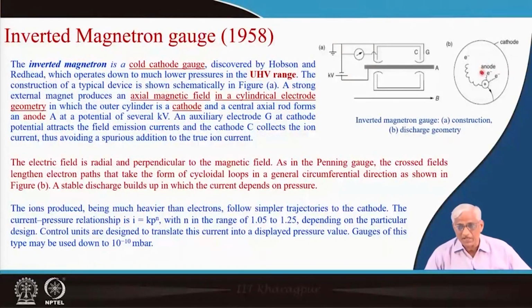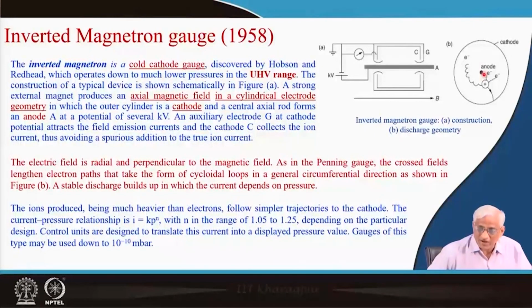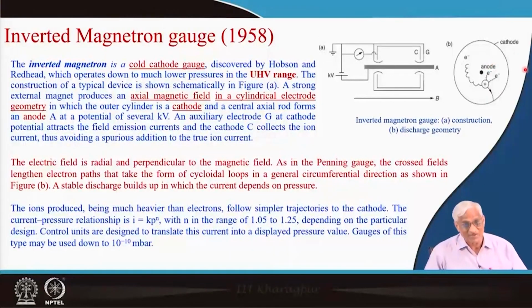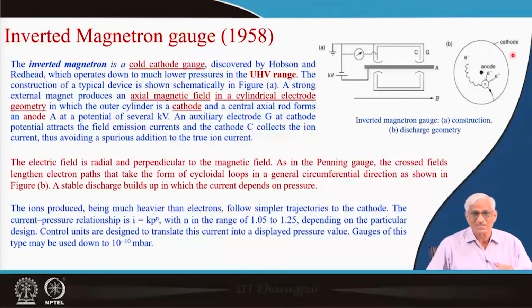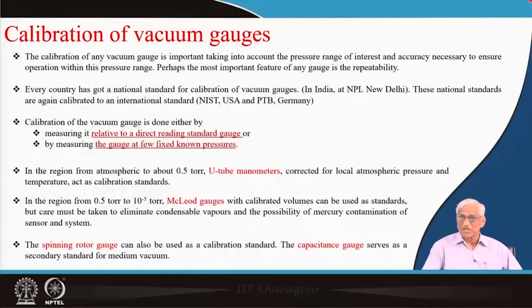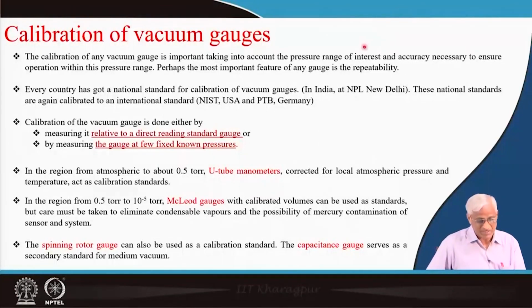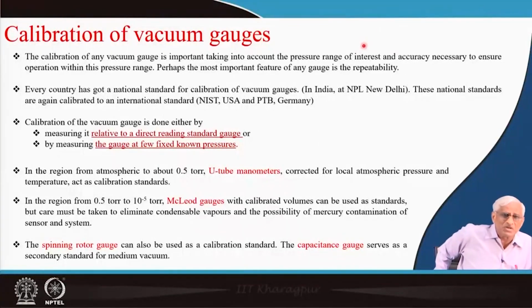So, after understanding penning and inverted magnetron, after understanding hot cathode and Bayard-Alpert gauge, all these gauges need to be calibrated again. Even the spinning rotor gauge needs some calibrations, and even the McLeod gauge, and even the U-tube, all these things require cross calibrations. And of course, thermal conductivity gauges definitely require cross calibration. So, when we come to the calibration of vacuum gauges, which is the final concept, I will spend some time, because we are coming to the end of the pressure measurement. Calibration is very important. What is it we are trying to measure?